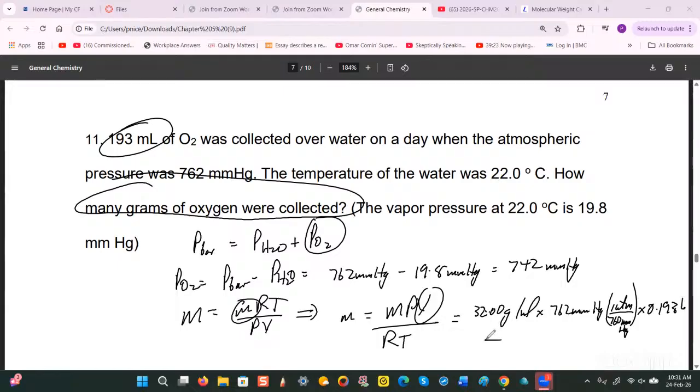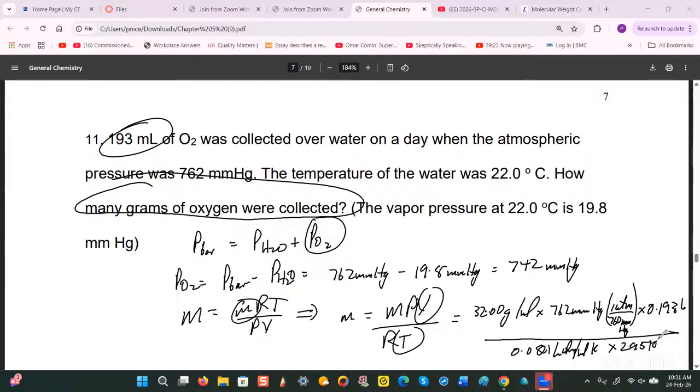And then I'm going to divide by R, which is 0.0821 liters atmospheres over mole Kelvin, and then I'll multiply by T, which is 22 degrees, which we have to convert to Kelvin. So 22 plus 273 gives 295 Kelvin. And that's it, right? So let me do the number crunching.